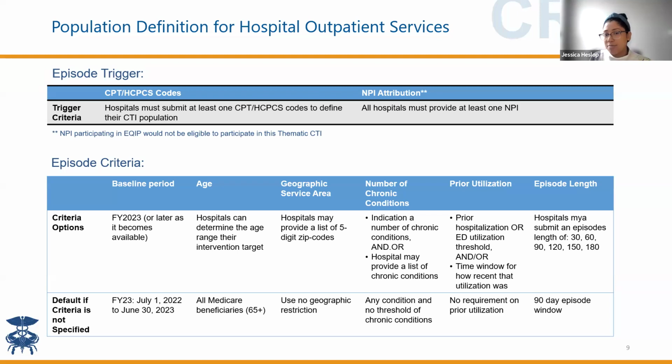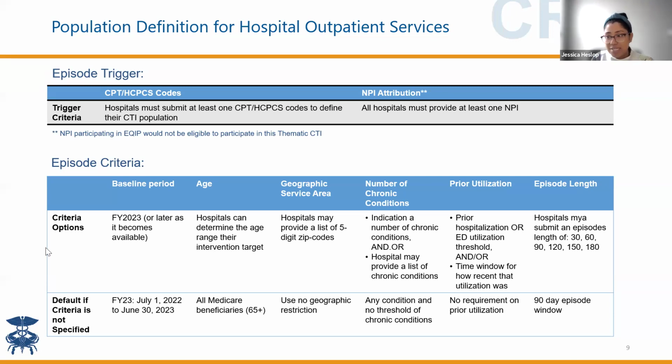The other areas are not new to this thematic area. We're carrying over a lot of the customization from other thematic areas, but you have things like age, geographic service area, chronic conditions, prior utilization, and episode length that can all be customized to the intervention for that hospital. By default, there are going to be no restrictions put in place. So for example, if you don't specify a zip code, every zip code will be included. Same with chronic conditions and prior utilization. The one exception is episode length. We obviously need an episode length, so by default, it will be 90 days, unless a hospital does select something different.